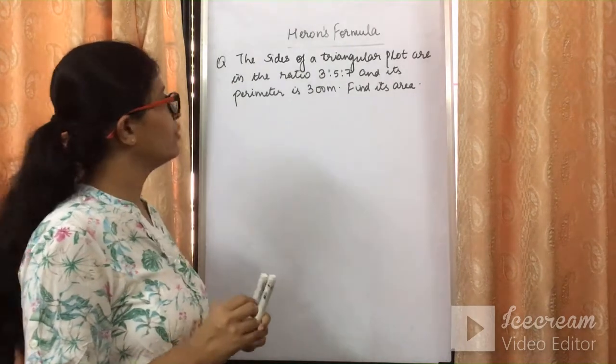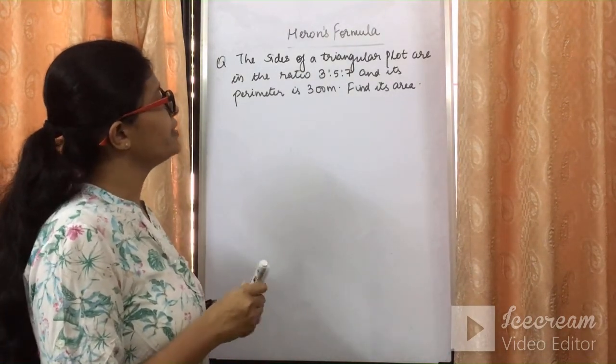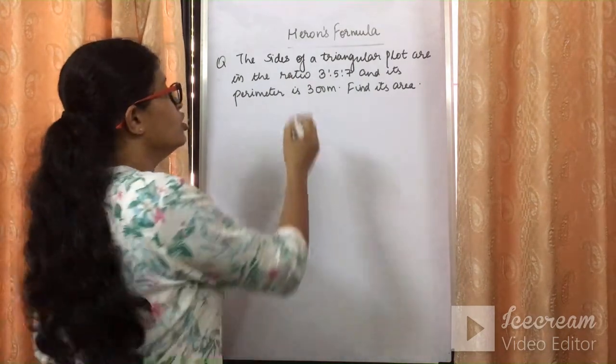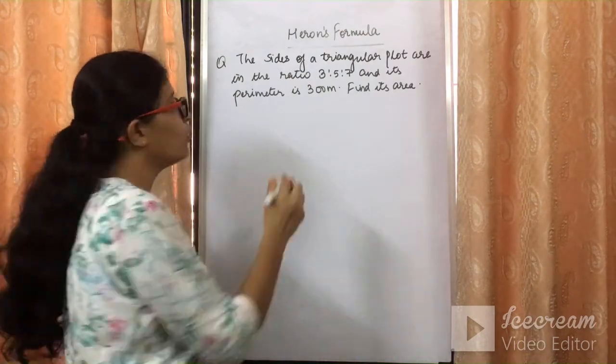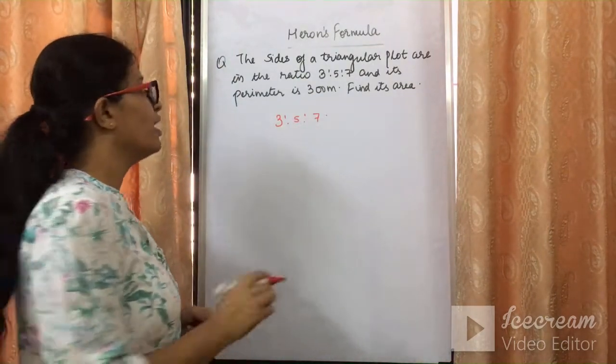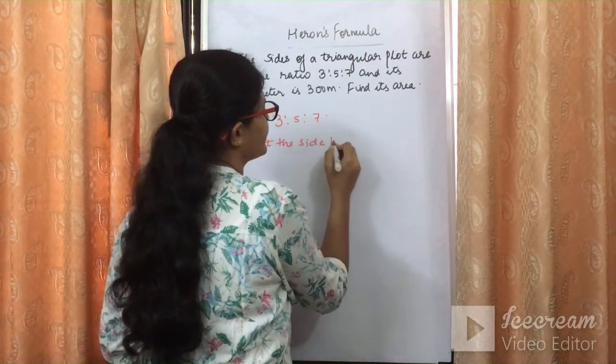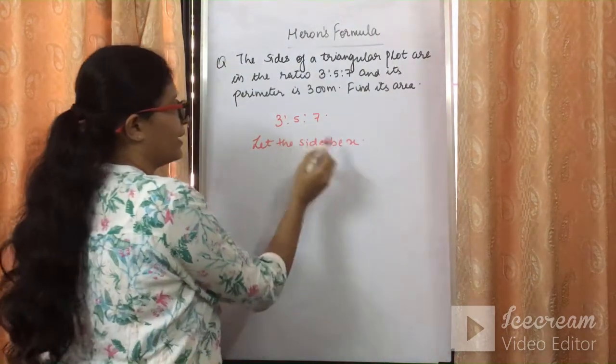The sides of the triangular plot are in the ratio 3:5:7 and its perimeter is 300 meter. Find its area. So ratios, sides के हमको क्या दिए हैं? Ratios दिए हैं 3:5:7. So let the side be x. We will say let the side be x. So सबके ratios दिए हैं.